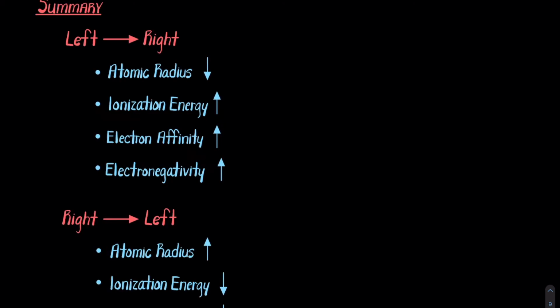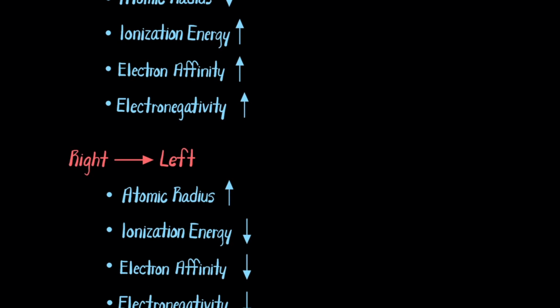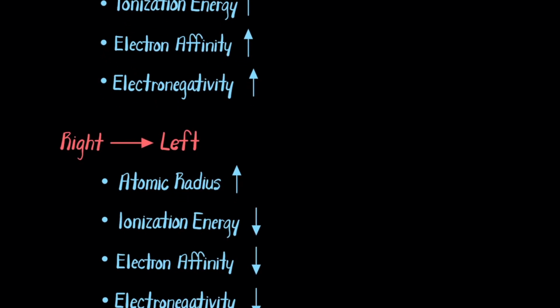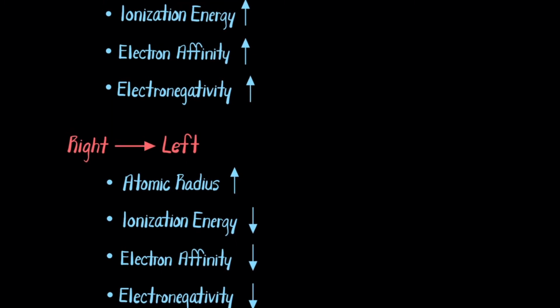So to summarize, grab a pen and paper and write this chart down. Going from left to right, atomic radius decreases, ionization energy, electron affinity, and electronegativity increase. And going from right to left, atomic radius increases, ionization energy, electronegativity, and electron affinity all decrease. So that's important to note. Make sure to write that down. These are some of the best trends to keep memorized as you move forward in your chemistry courses.